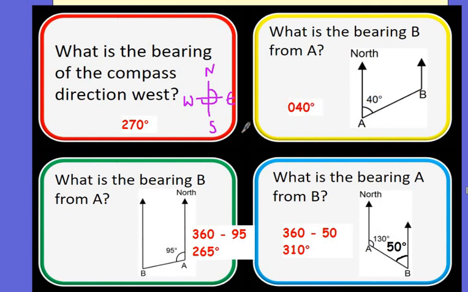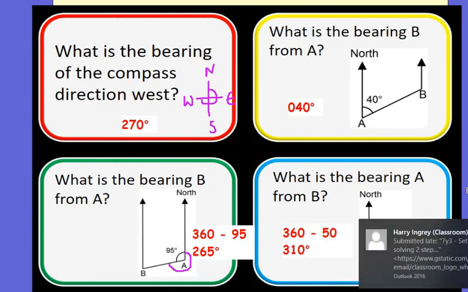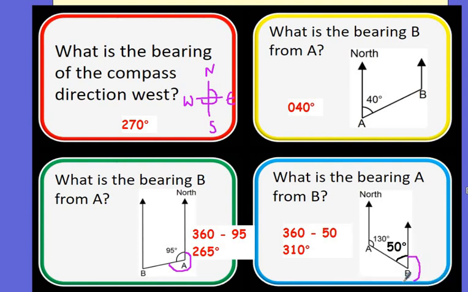So 0, 4, 0. For this one, to work out the bearing B from A, you needed to do 360 take away 95 to work out what this bit was, which is 265 because we've got to go clockwise. And finally, the bearing A from B, we start at B, we need to go all the way around. So 360 take away 50, which gives me 310.